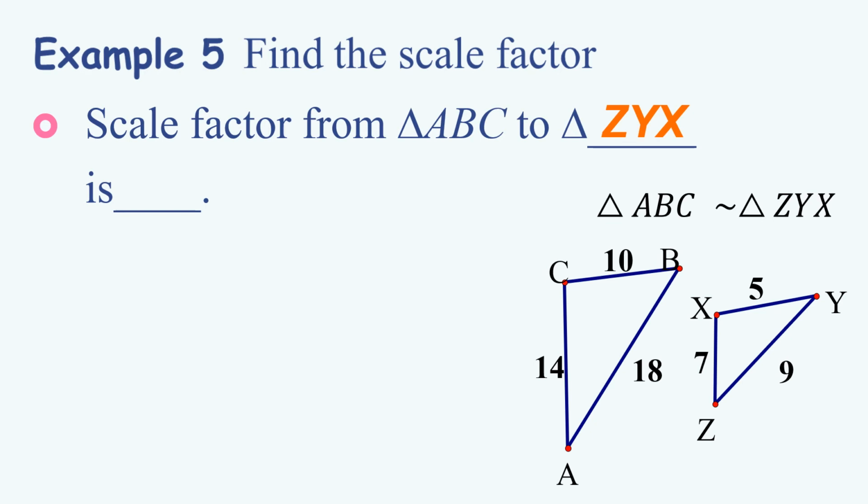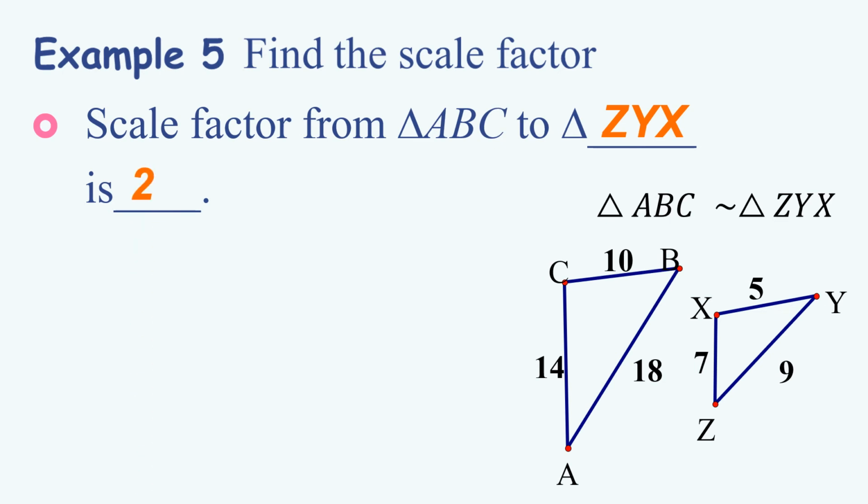Also, somebody may say, let's use AC. AC is 14, and CX is 7. So 14 divided by 7 will be 2. And if you want another ratio, the two sides we can compare would be BC and YX. BC is 10, and YX is 5. 10 over 5 will be 2. So the scale factor of ABC to CYX is 2.